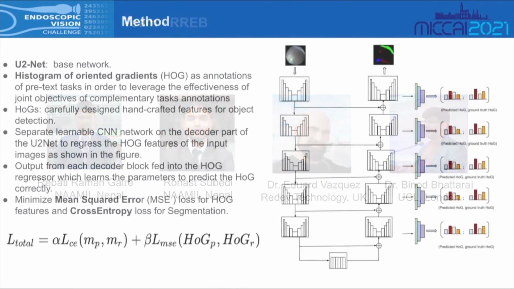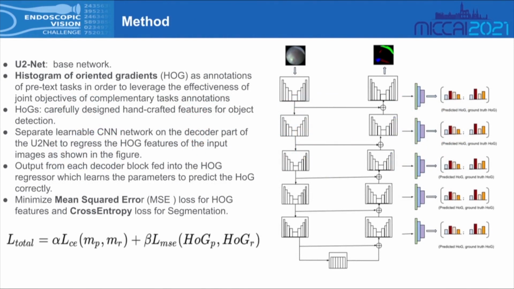Now I will talk briefly about the methods that we implemented for the placental segmentation task. We started with U2Net as a base network, and then to fully leverage the effectiveness of joint objectives of complementary task annotations, we propose to compute the histogram of oriented gradients, HOGs, as annotations of pretext tasks and minimize the loss along with the semantic map annotations. HOGs are carefully designed handcrafted features for object detection. We add a separate lightweight CNN network on the decoder part of the U2Net to regress the HOG features of the input image as shown in the figure alongside.